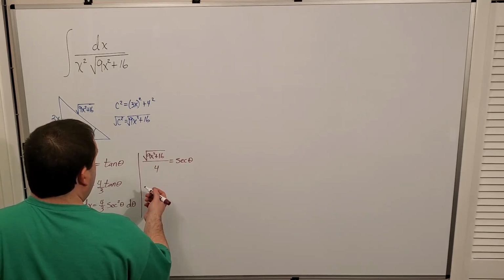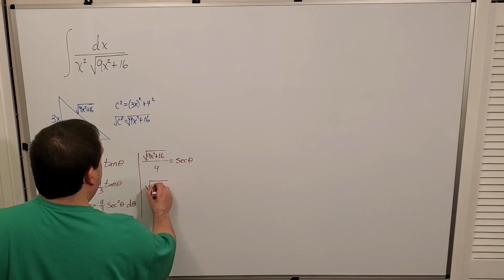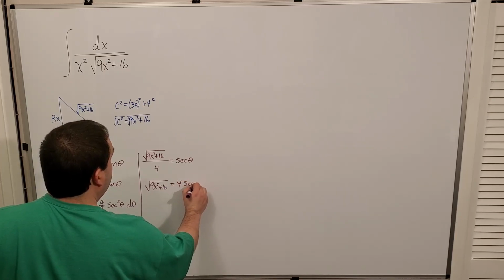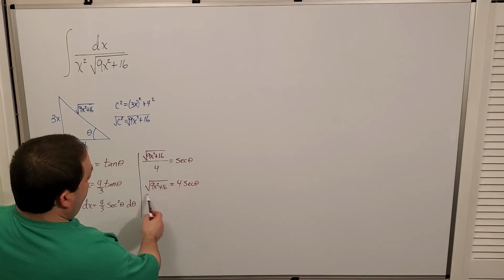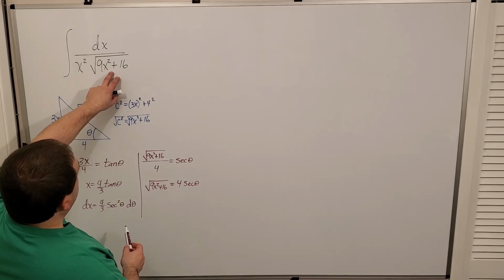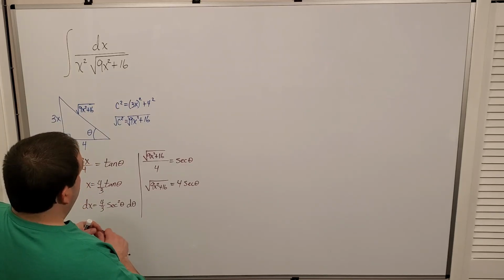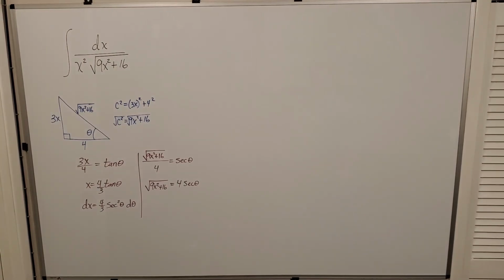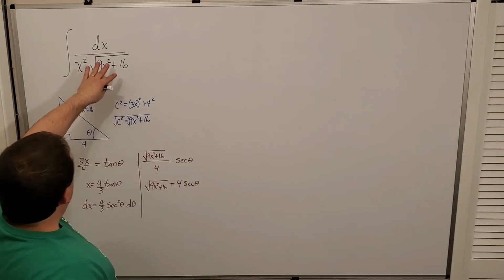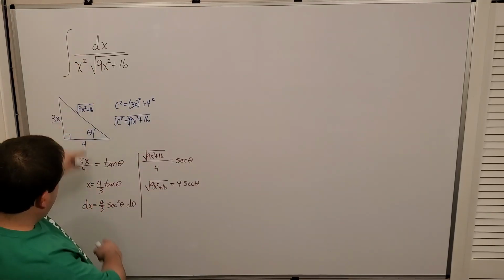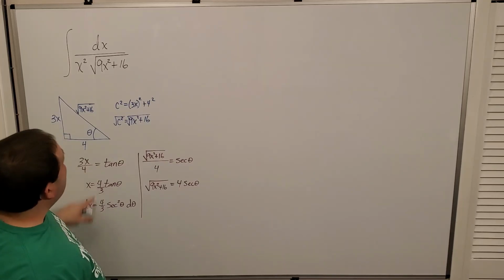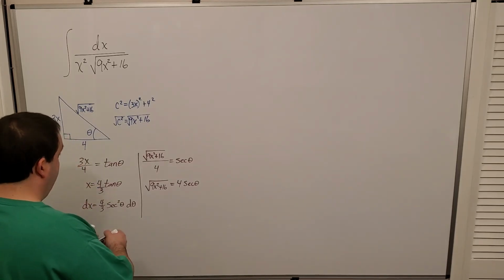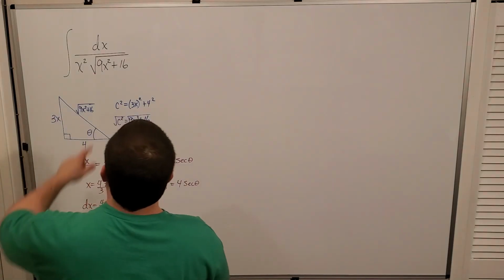Okay, one multiplication left here. I have square root 9x squared plus 16 is equal to 4 times the secant of theta. That's one of the pieces I can use in my substitution. I can replace this radical. And then I already have something for x, I can replace x. And I have something for dx. I can replace him as well. Okay, so let's go with that. I'm going to use those 3 pieces to substitute here.